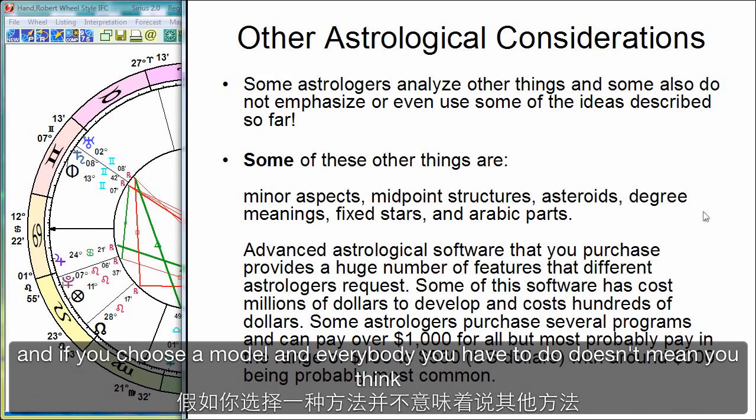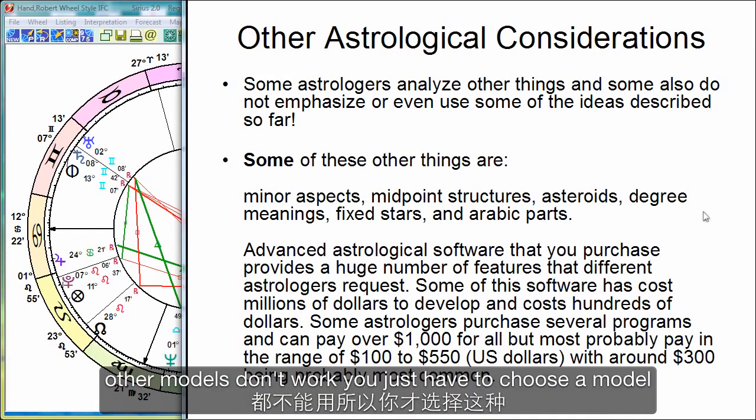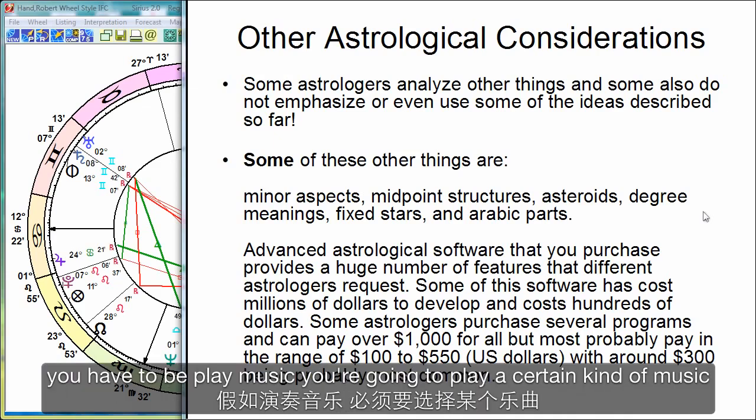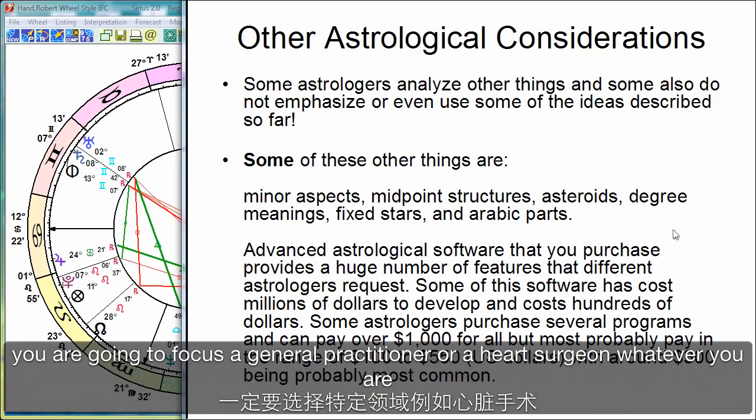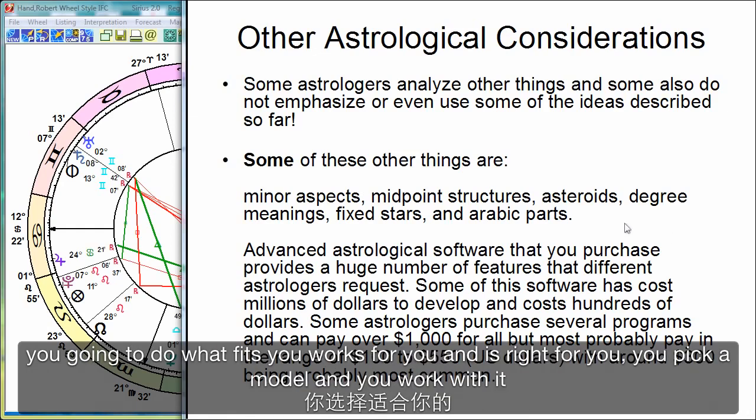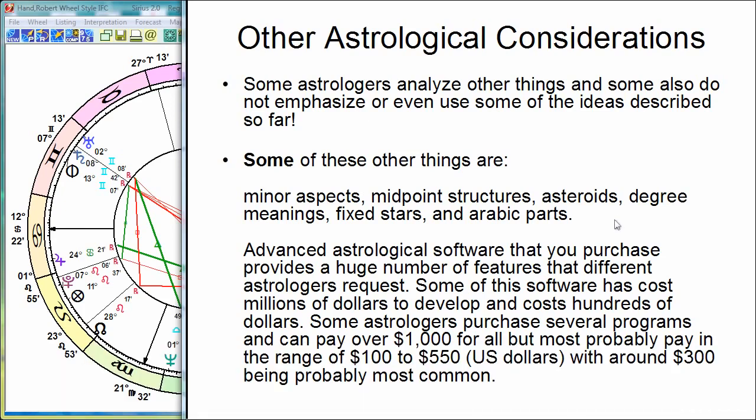And if you choose a model, and you have to, it doesn't mean you think other models don't work. You just have to choose a model. If you play music, you're going to play a certain kind of music. If you're going to be a physician, you'll be a general practitioner or a heart surgeon or whatever you are. You're going to do what fits you, works for you, and is right for you. So you pick a model and you work with it.